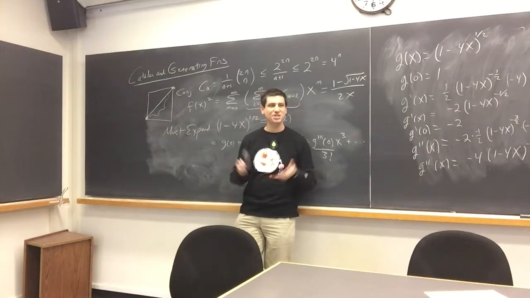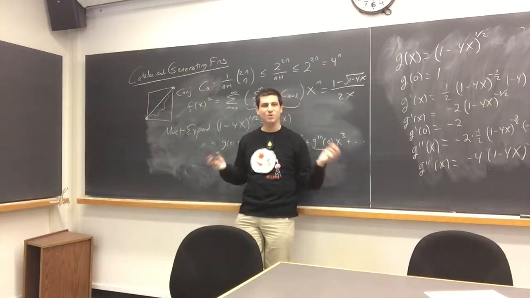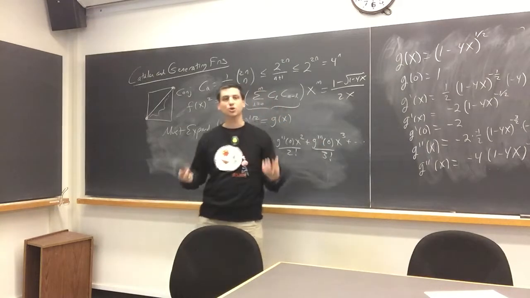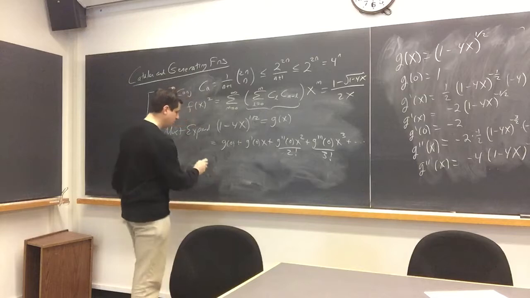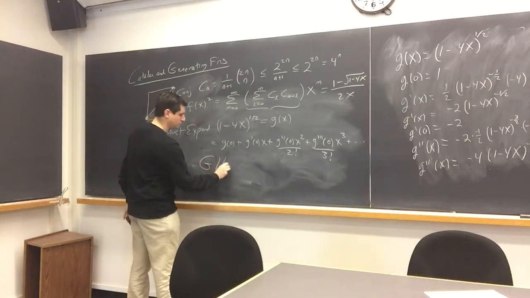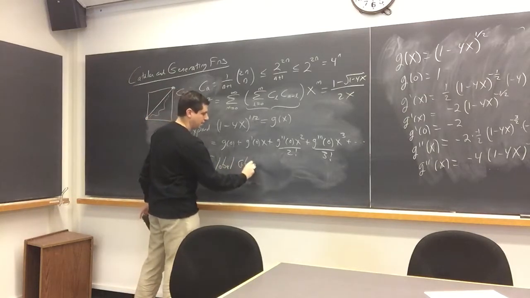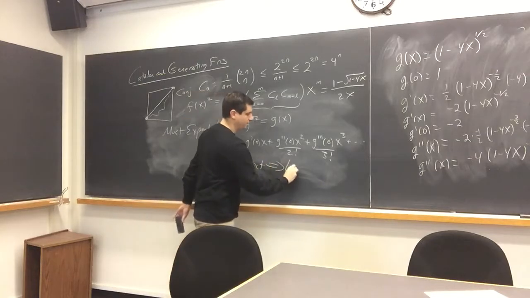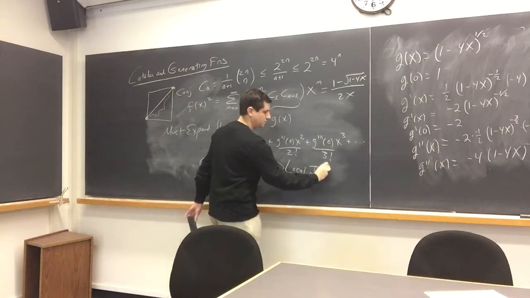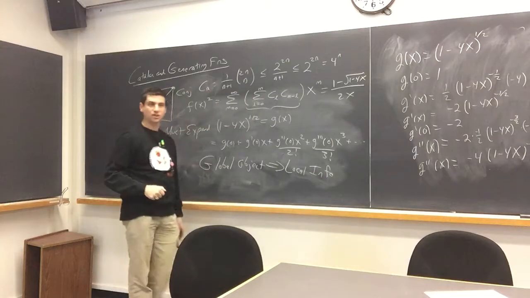We know everything about the Cn's because we have the recurrence relation. It's how can we get something useful from it. We create this global object. And that's the whole idea. We create a global object, and then that gives us local information. So it's a lot of work to get that local information.